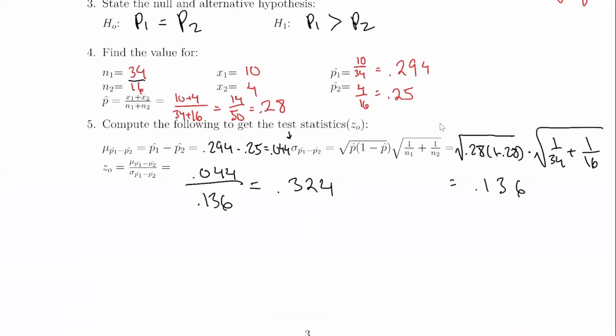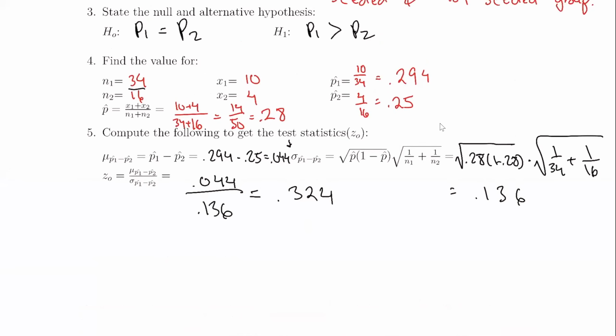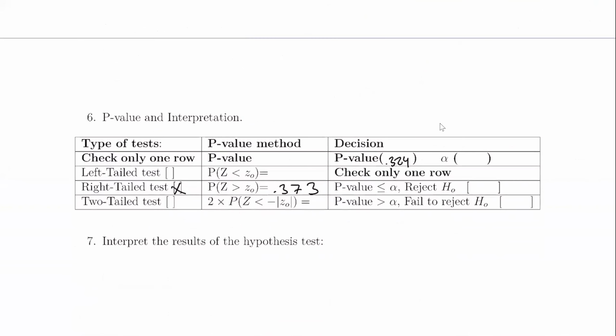All right. So if you look right here, the only thing I put right here was my test statistic. My test statistic was 0.324. And then down here, I put my p-value and that this is a right tail test. So there goes the p-value, there goes the p-value, and there goes the right tail test.